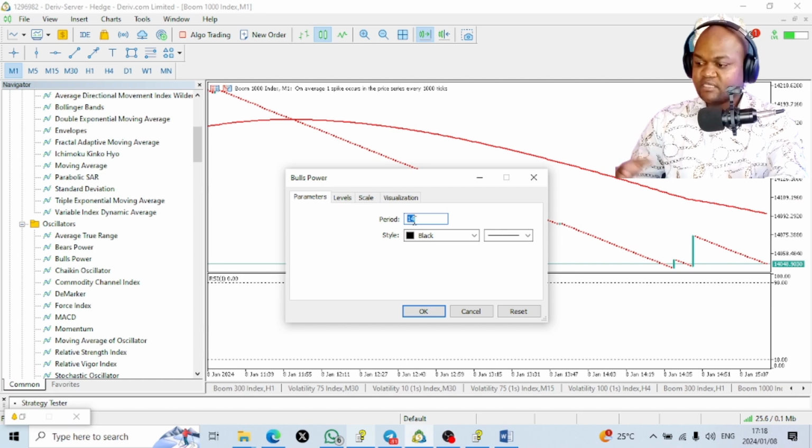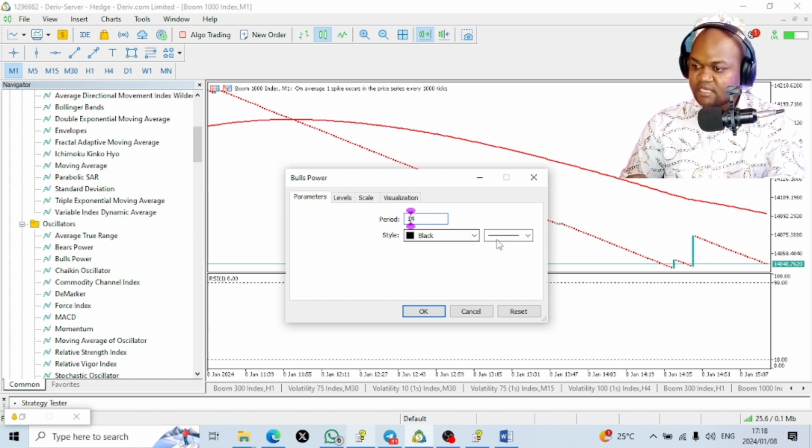We've changed the default. It was 13, so we're going to change it and make use of 14. Then the style black, and that's it.